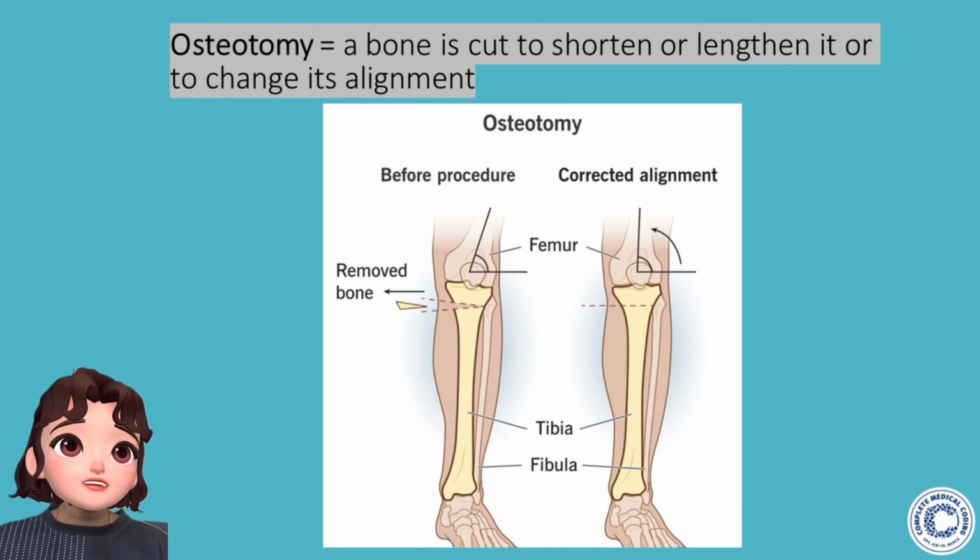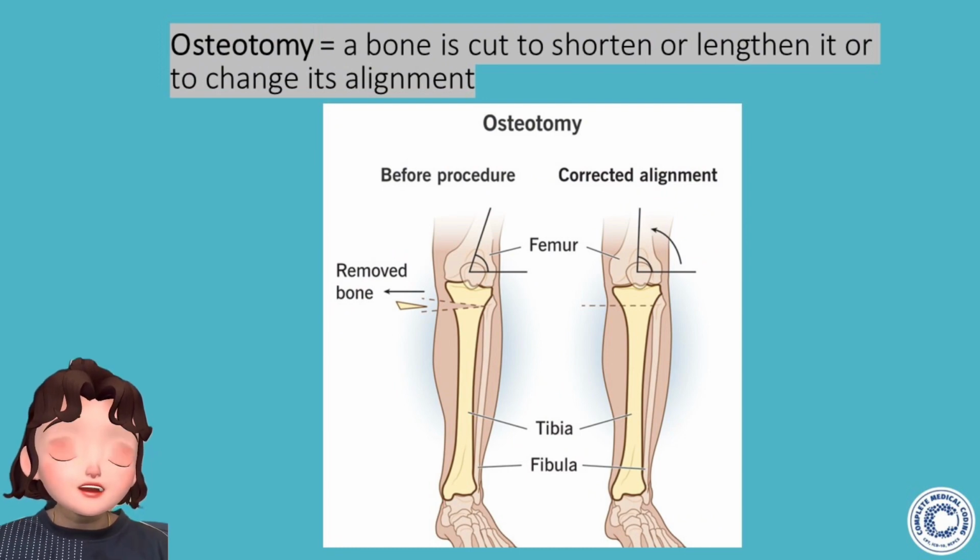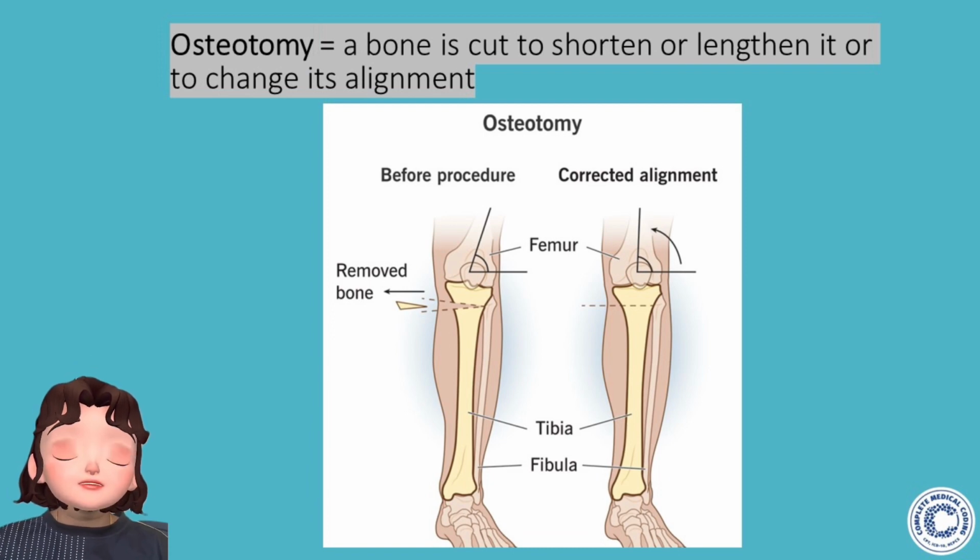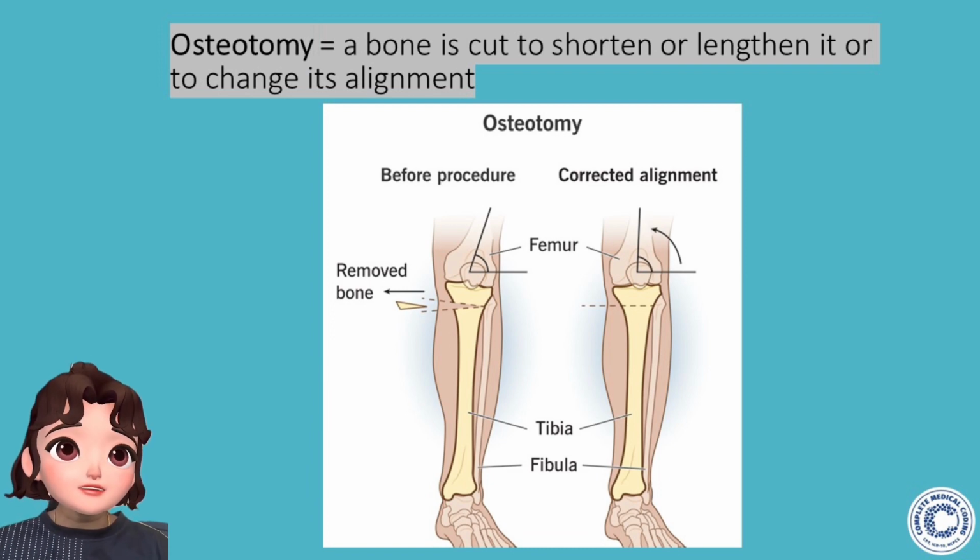Now, osteotomy. A bone is cut to shorten or lengthen it or to change its alignment. A portion of the bone is cut. See, before the procedure in the picture, a portion of the bone is being cut and then the alignment is corrected. That procedure is named osteotomy.